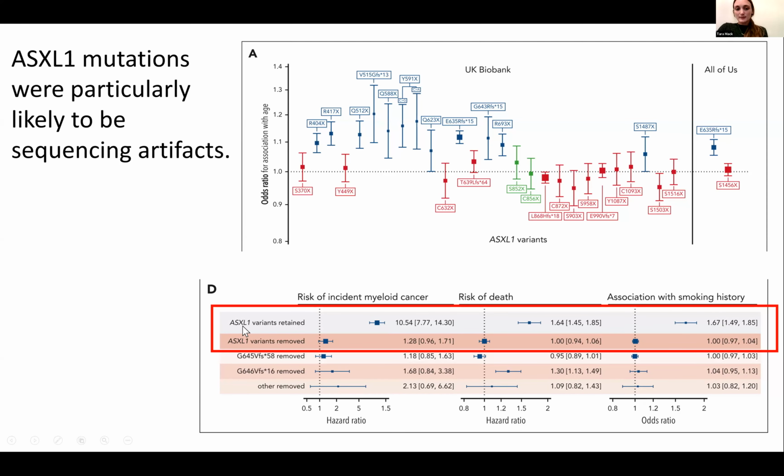You can see that when we kept just the blue variants, we saw that our variants were associated with increased risk of cancer, increased risk of death, and association with smoking history. And all of those things are highly associated with CHIP. However, we don't see this for these variants that are removed. We don't see them associated with any of these outcomes. And so this is a really good sign that when we're using these outcomes and these age associations as predictors for real CHIP variants, we're really eliminating the noise and keeping the real signal in this step.